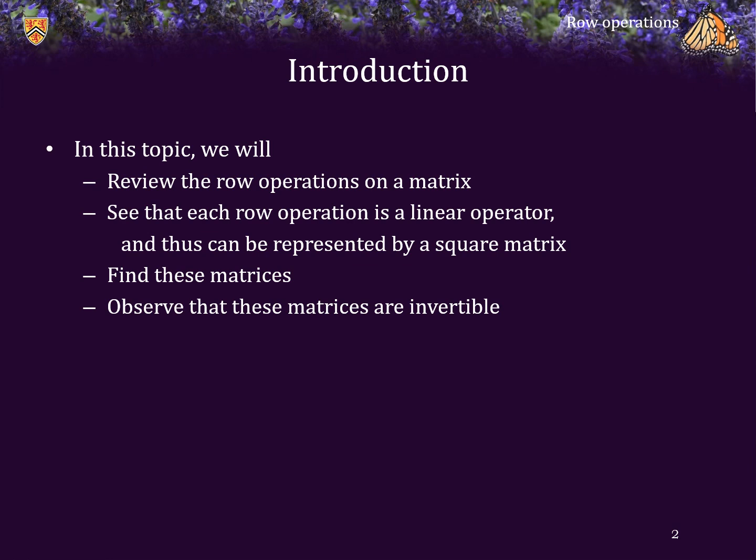So in this topic, we are going to review the row operations of a matrix. We will see that each row operation is actually a linear operation and thus can be represented by a square matrix. We will find these matrices and we will observe that these matrices are indeed invertible, for the operations themselves are invertible, and consequently we will find the inverse of each of these row operations.